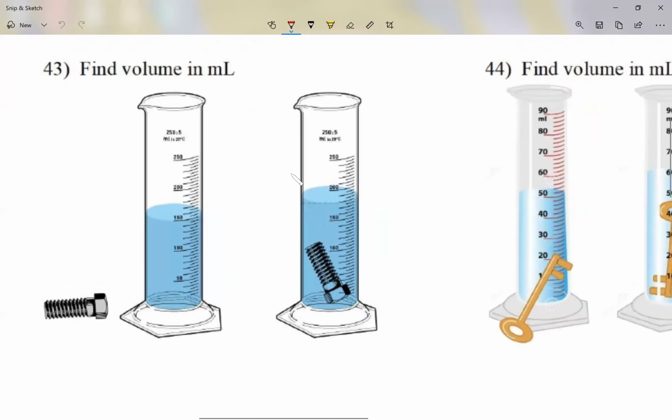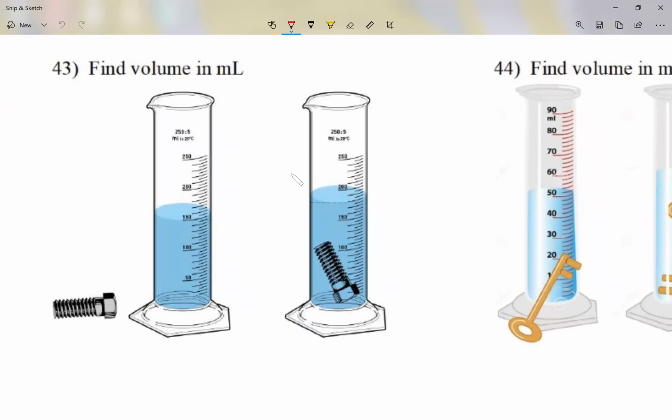So I have these little things here. On the left side, you guys notice that what I'm measuring, in this case my screw, is outside. So I measure how much water is there before I put my screw in. Make sure you know how to count these measurements here. It looks like it's here and it's 150 milliliters. I'm just going to look at the number, so it's 150.